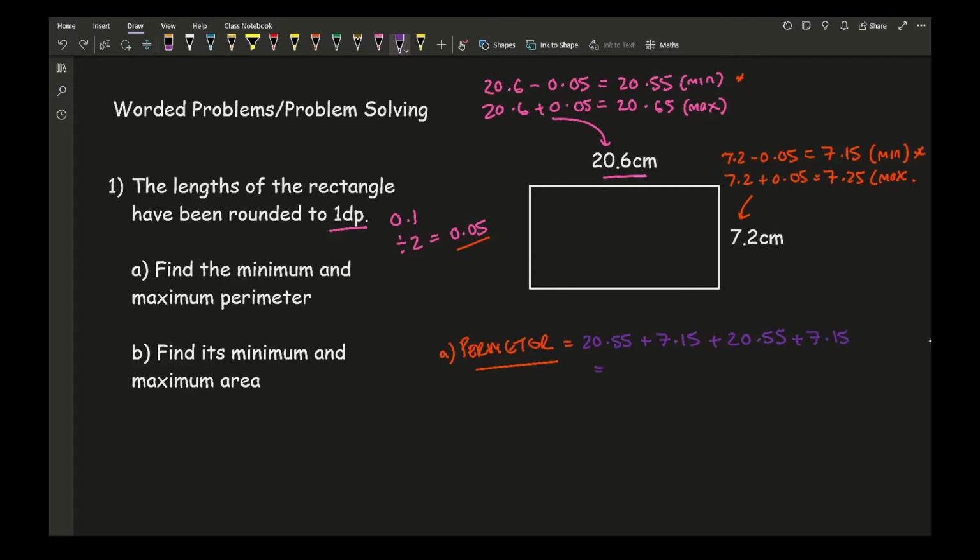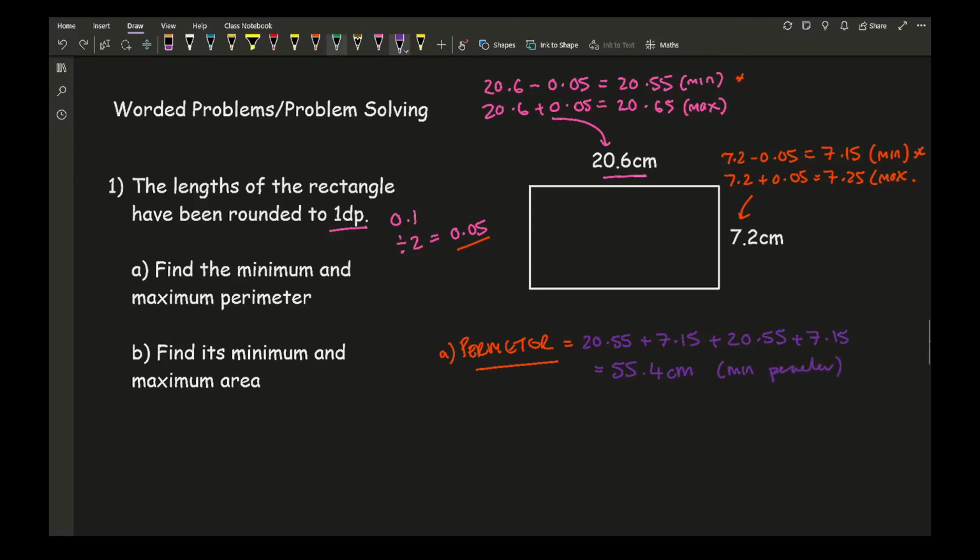And again, if I plug that straight into my calculator, which I'm now going to do, alternatively you can just times the two different lengths by 2. So it's entirely up to you how you go about working this out. And we get an answer of 55.4 centimeters. Again, don't forget the units, and that's the minimum perimeter.